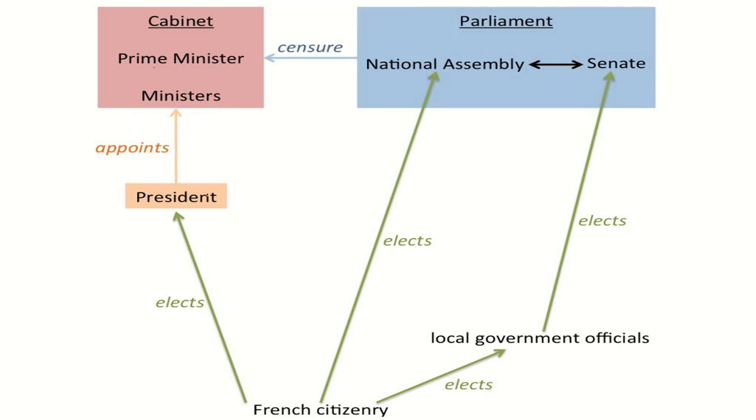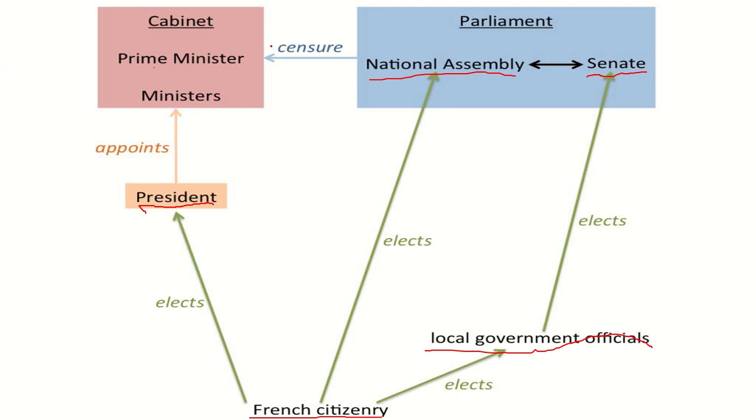Here is a small flow chart to explain the system of France. First, there is the French citizenry, which gets divided into three things. The French citizenry elects the president, it elects the local government officials, and it elects the National Assembly. After electing the local government officials, it elects the Senate. The National Assembly, which we discussed, was the lower house, and the Senate was the upper house.